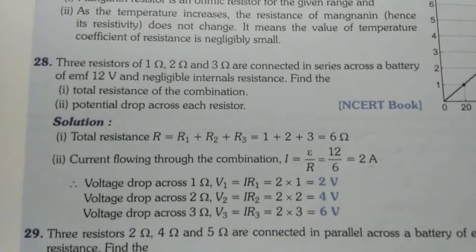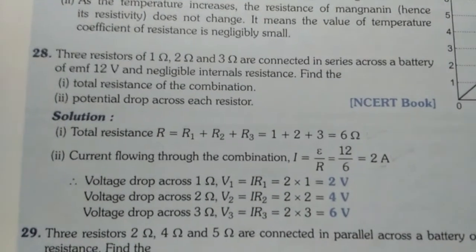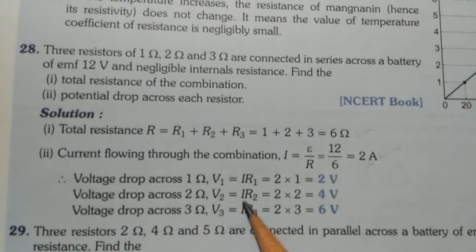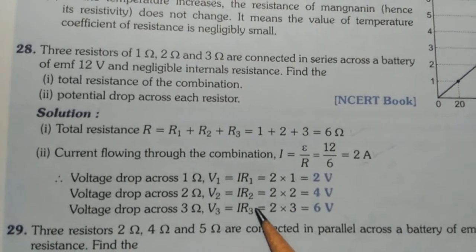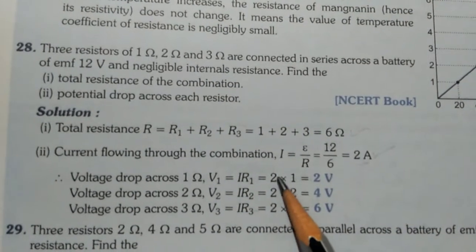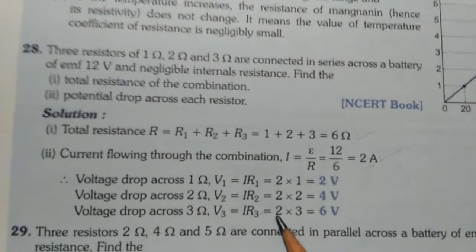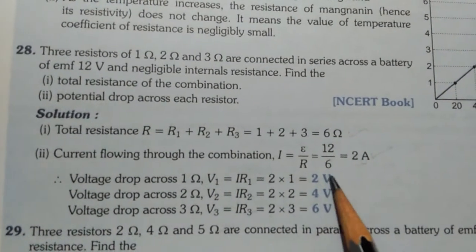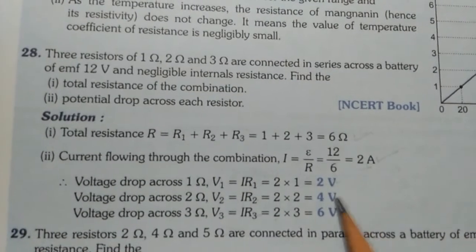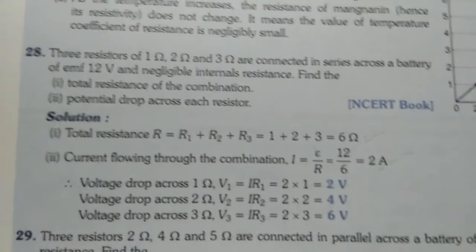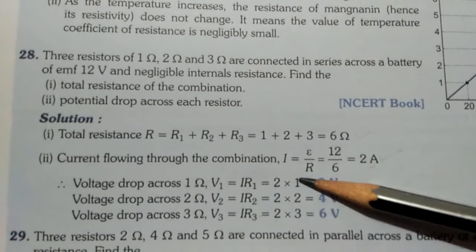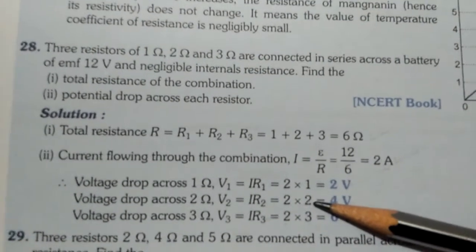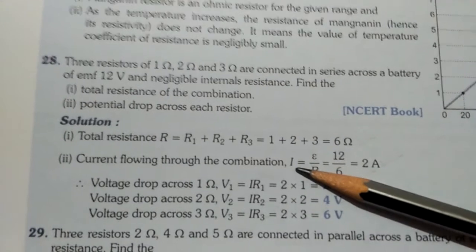So for V1, that is for the first resistor, it will be IR1, for the second it will be IR2, for the third it will be IR3. When we put in the values, I is 2 ampere and R1, R2 and R3 are 1, 2 and 3. By solving this we get 2 volt, 4 volt and 6 volt. So here we have seen how to find the individual potential drop, and to find it we first have to know the value of current.